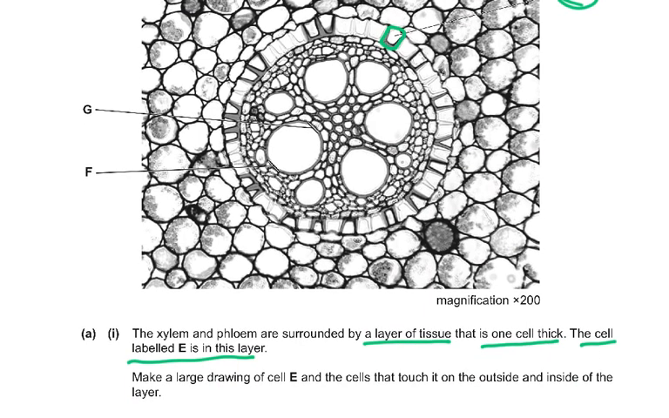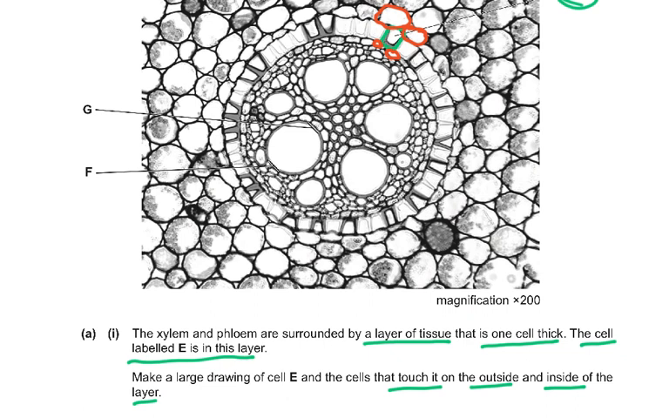Then it says make a large drawing of cell E and the cells that touch it on the outside and inside of the layer. So we're going to be drawing this area, outside and inside. So I would say we draw this one, and this one, and this one. So it says draw E and the cells that touch it on the outside and inside of the layer.